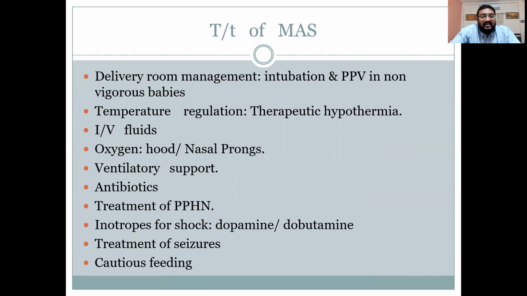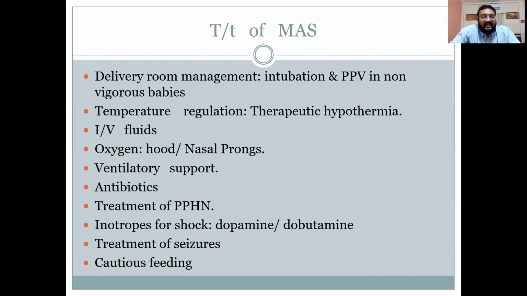Consider an inotropic agent in cases of shock. Start with catecholamines like dopamine and dobutamine, and you can also add adrenaline, noradrenaline, and milrinone depending on the clinical improvement following each drug. Seizures are commonly seen in such babies, so they have to be treated as per the protocols for the management of seizures.